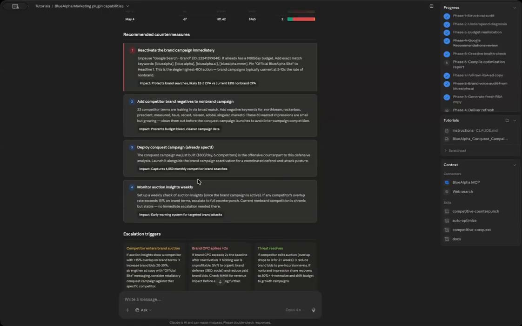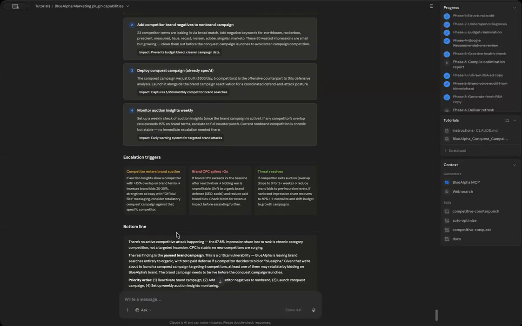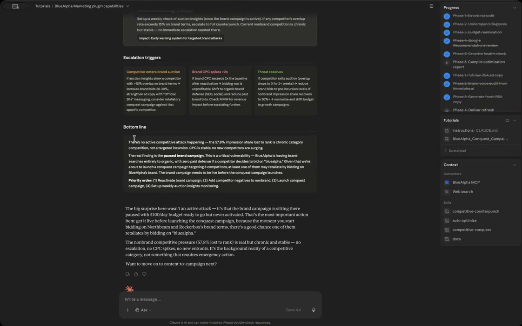monitor auction insights weekly. Set up a weekly check of auction insights. If any competitor's overlap rate exceeds 15% on brand terms, escalate to full counterpunch. Makes sense. Also putting together some escalation triggers here, if a competitor enters brand auction and whether brand CPC spike is larger than 2x. As well, bottom line, there's no active competitive attack happening. This 57.8% share loss to rank is a chronic category competition, not a targeted incursion.